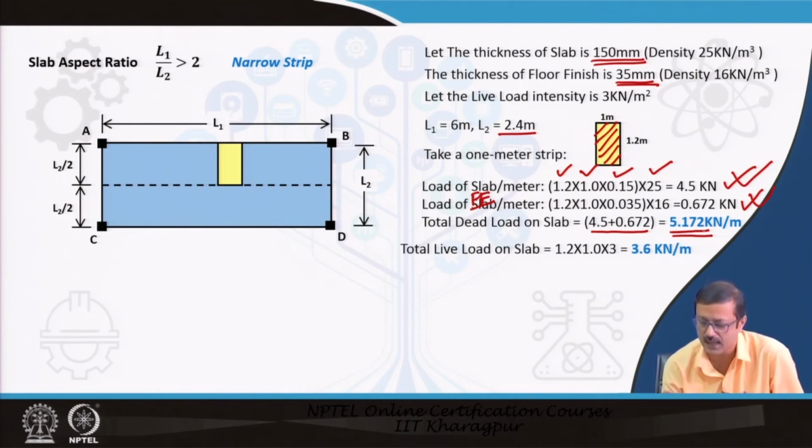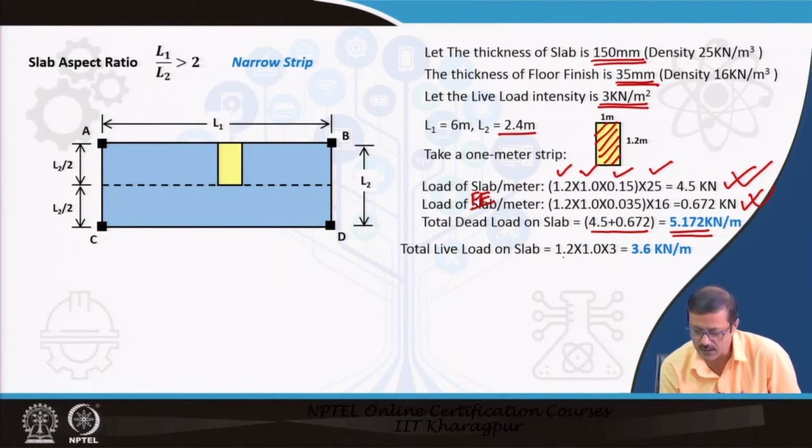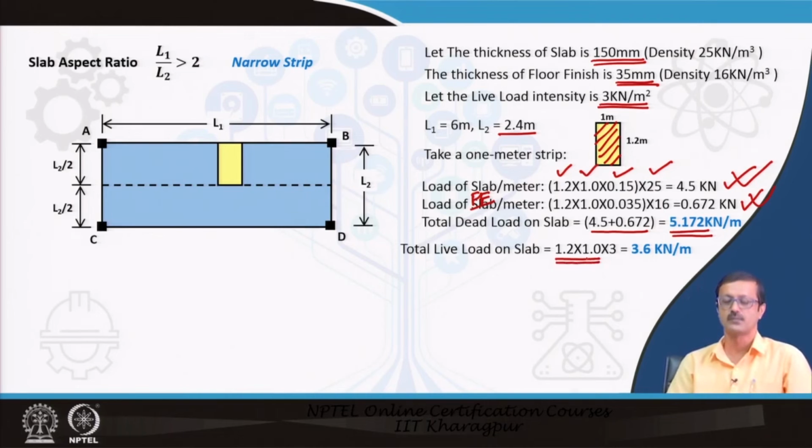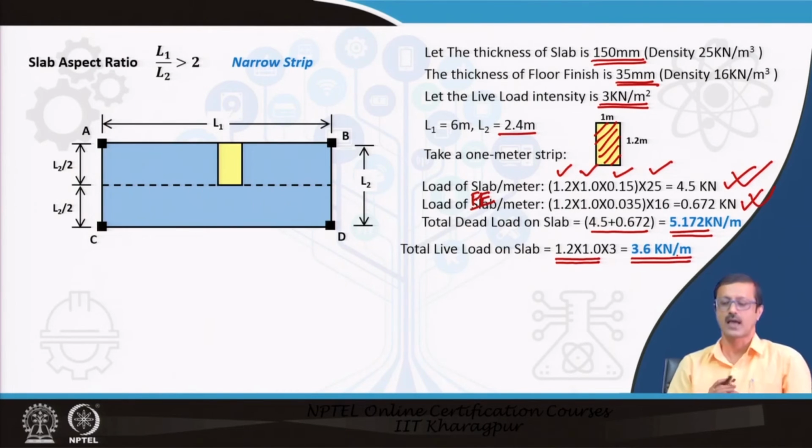Live load intensity I have told is 3 kilonewton per meter square. So how much is the meter square of this yellow area? The yellow area, or this 1 meter strip, has an area of 1.2 multiplied by 1 meter. So that means 1.2 meter square into 3. So that means 3.6 kilonewton per meter is the total load due to the live load, and total dead load is 5.172 kilonewton per meter width or meter run.